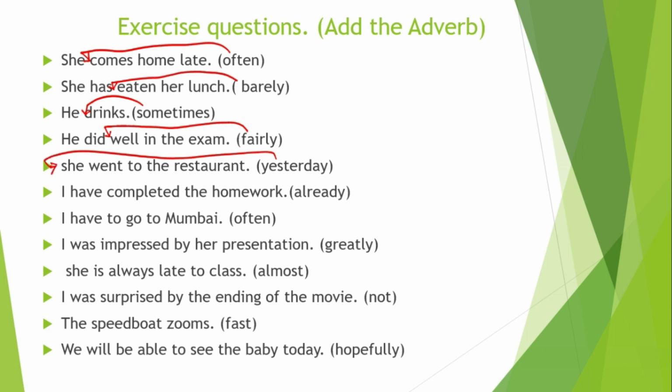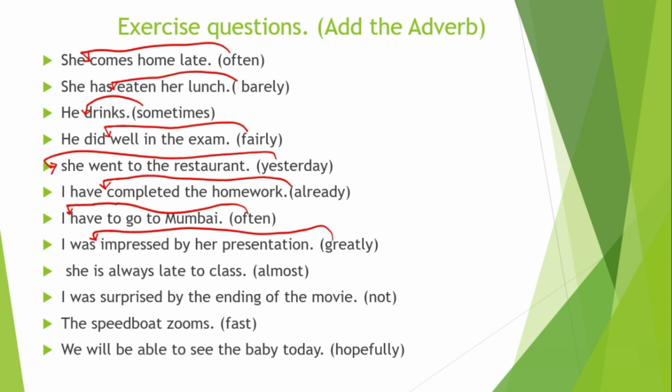I have completed the homework. I have already completed the homework. I have to go to Mumbai. So I often have to go to Mumbai. Okay, don't say I have to go to Mumbai often. I often have to go to Mumbai. I was impressed by her presentation. So how impressed were you? I was greatly impressed. So greatly will come before the word impressed.